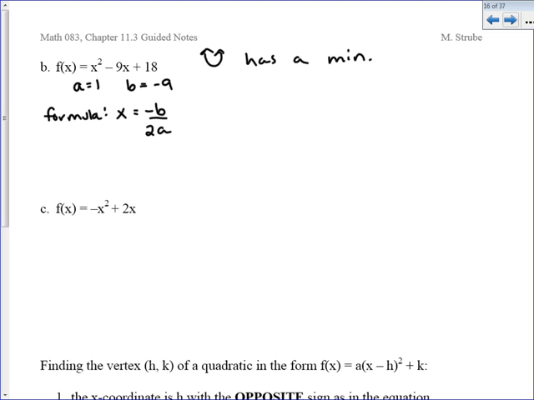So let's substitute in our numbers. We have a negative, -9. So there's a negative in the formula and a negative on our number, all over 2 times 1. Which gives me +9 over 2. And I would go ahead and divide that out. Since we're working with a point, you don't need a fraction. 4.5.